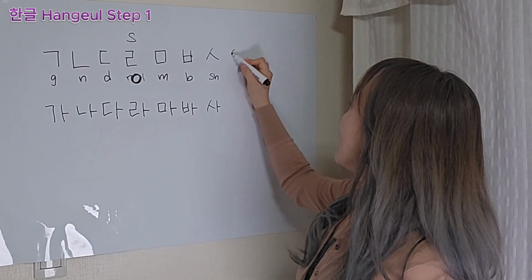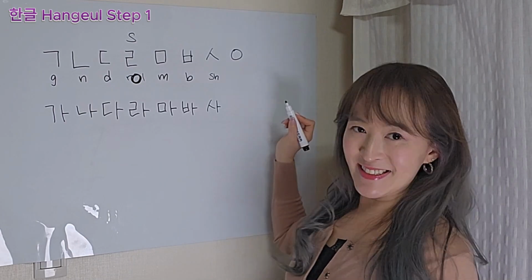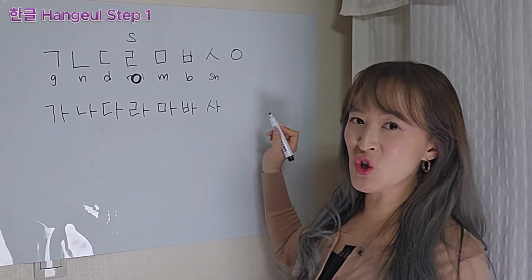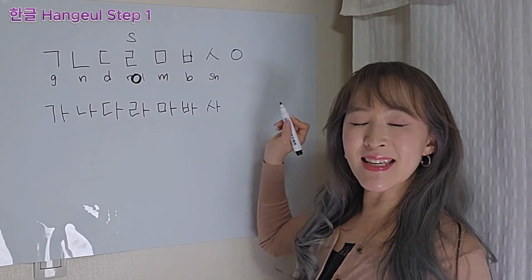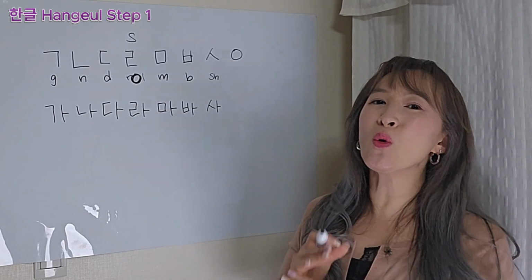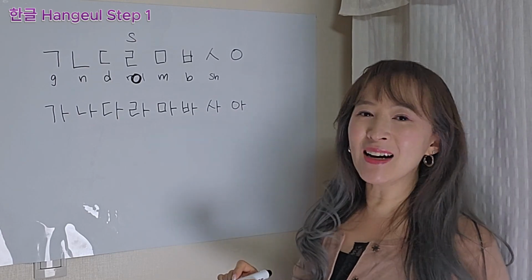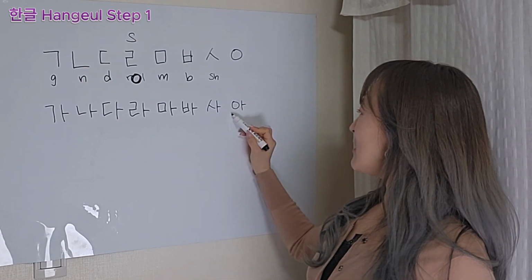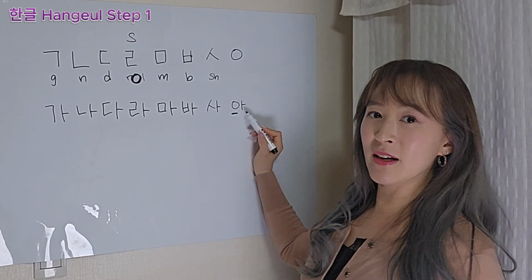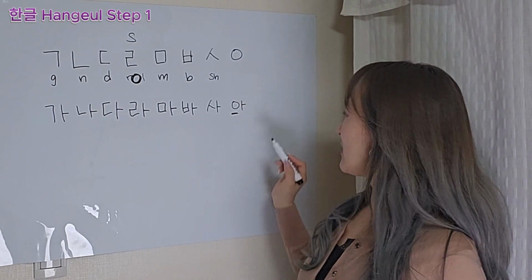And this one here, the circle, is ieung, and it's like a space holder, which means it has no sound. For example, if I want to write ah, I need a space holder here, right? Like a consonant here. So I just write this circle. So this is a.